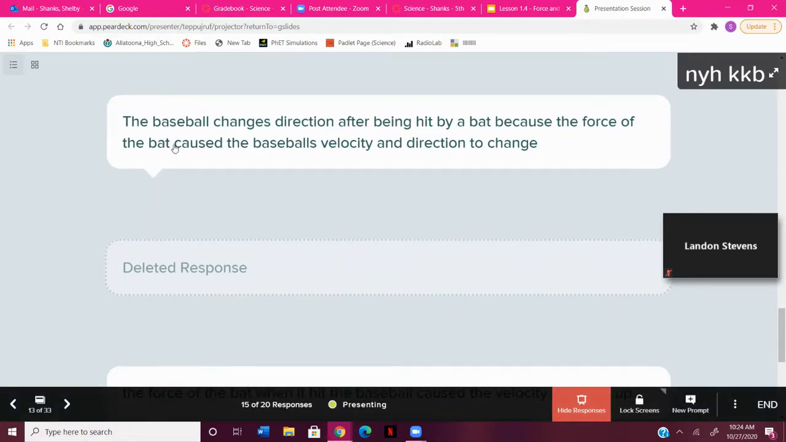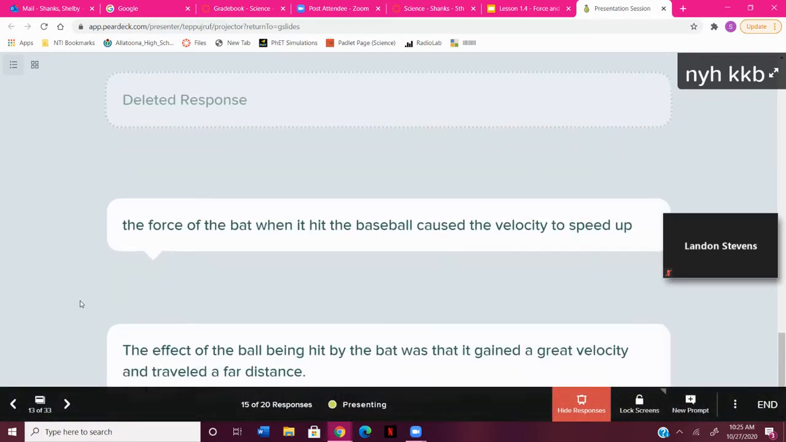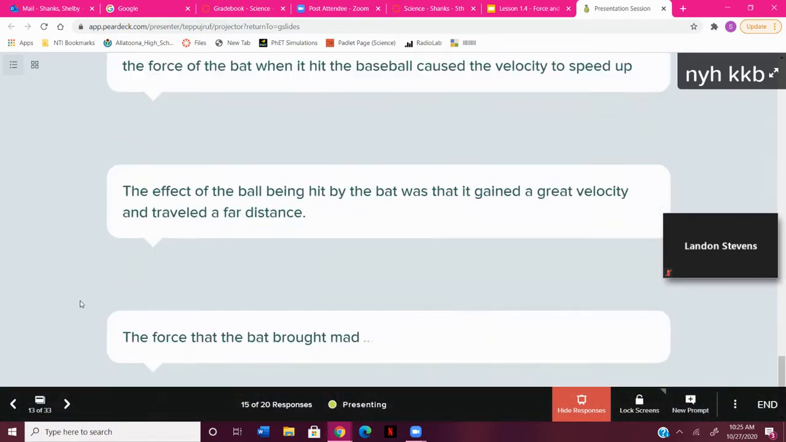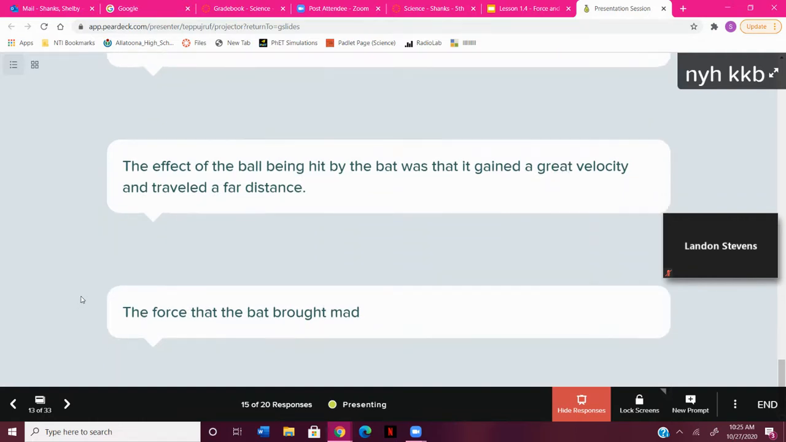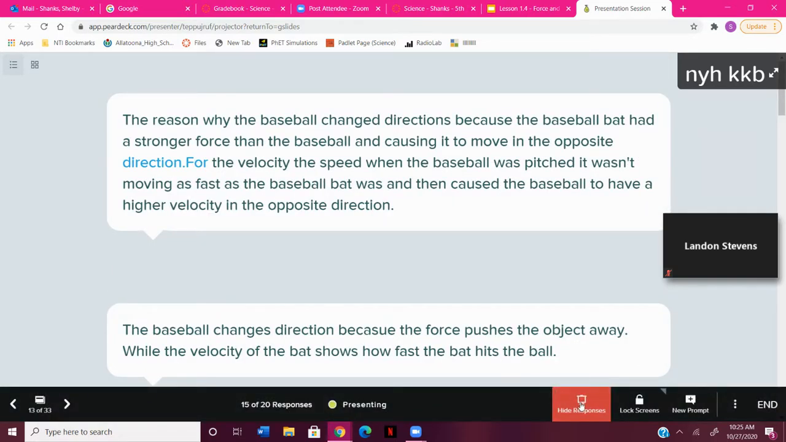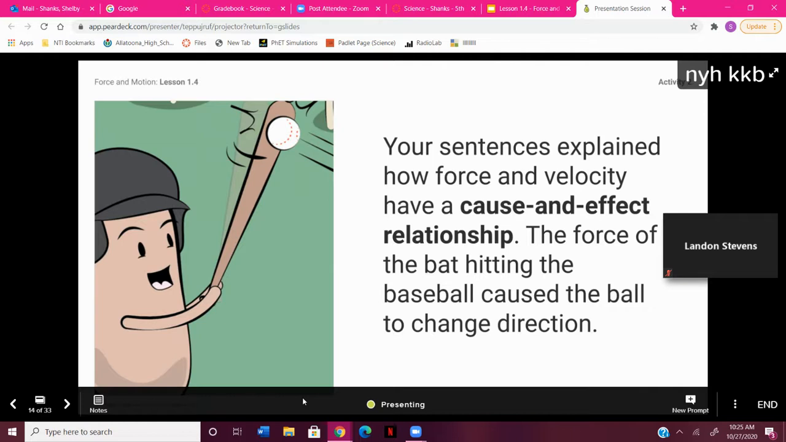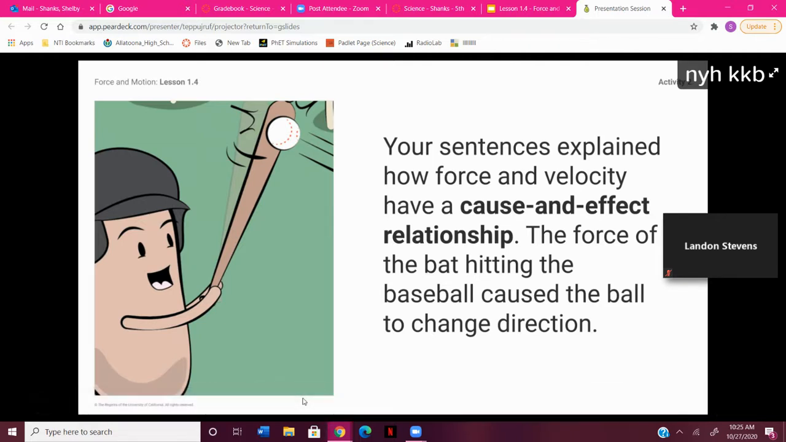Okay, so this one is good. The baseball changes direction after being hit by a bat because the force of the bat caused the baseball's velocity and direction to change. All right, so we are going to move on. All right, so your sentences have explained how force and velocity have this kind of cause and effect relationship.